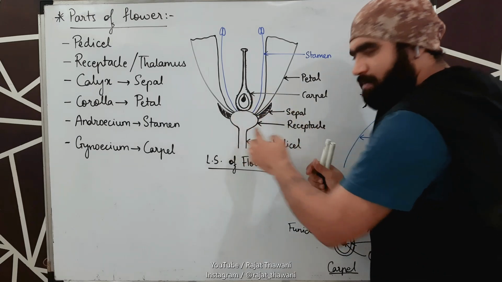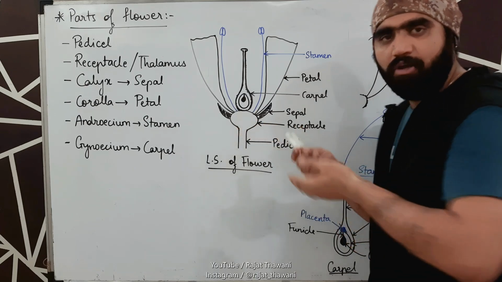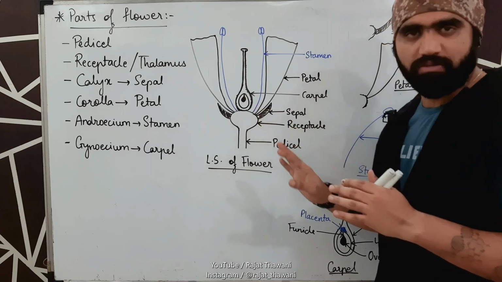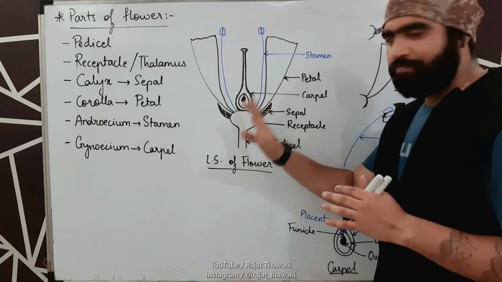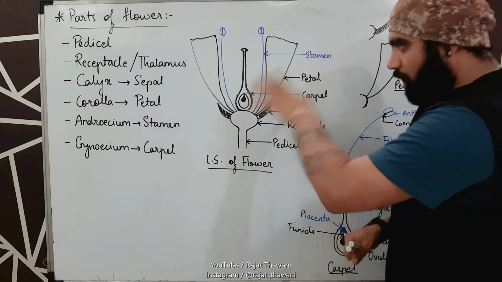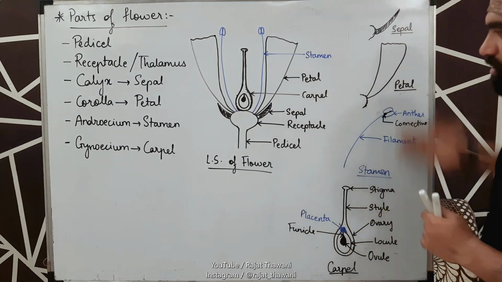A receptacle can be of different shapes. It can be convex, as you can see in this shape. It can be concave, that is cup-like. It can be flat, disc-like. Many shapes are possible, but this is how the receptacle or thalamus looks. On these, there are now four whorls present. You can see the four whorls here. Let's discuss the structure of each of them.